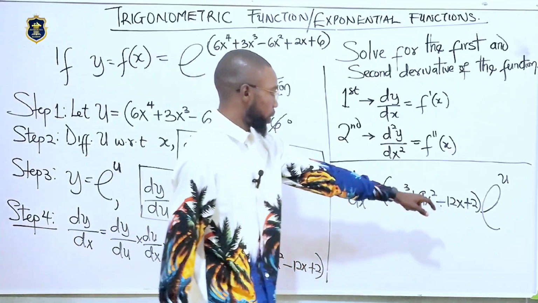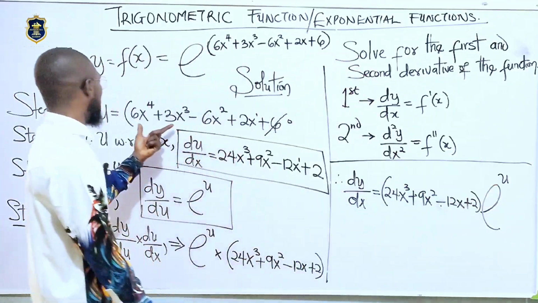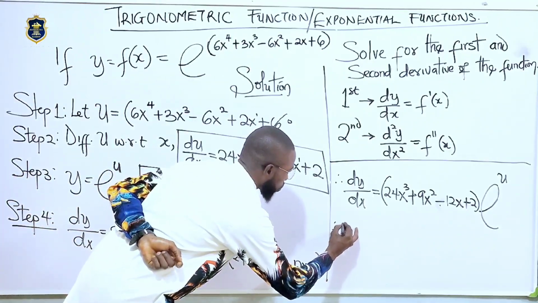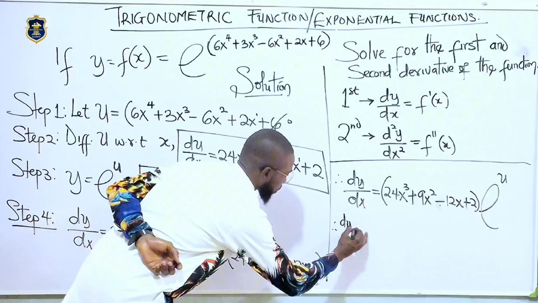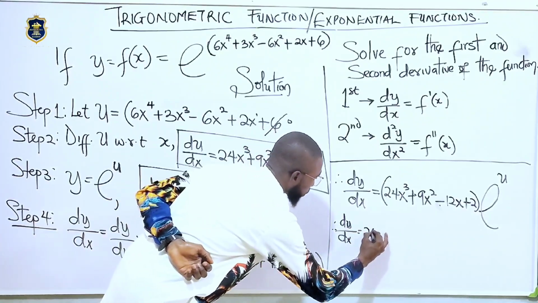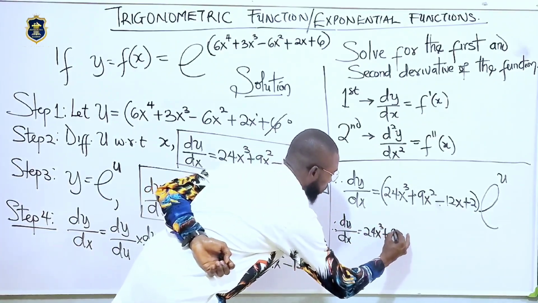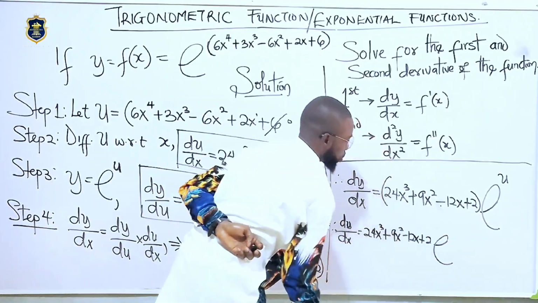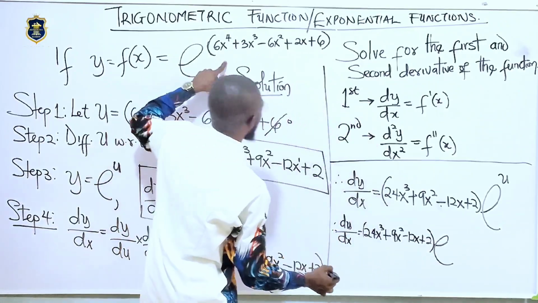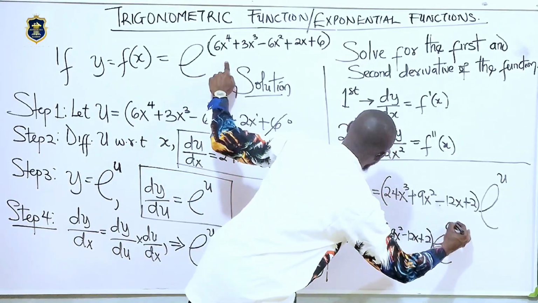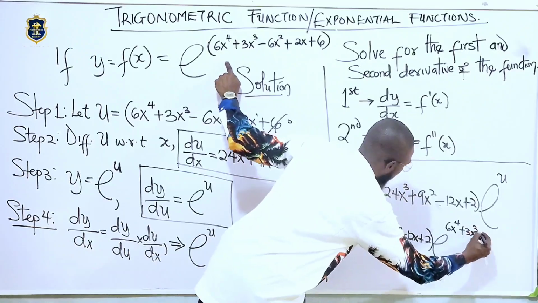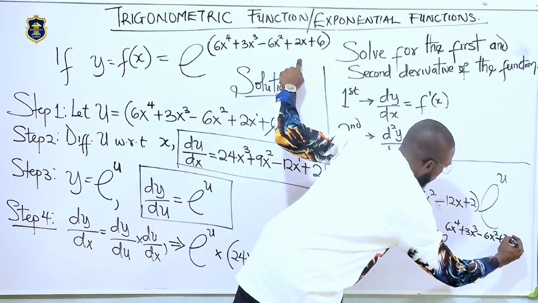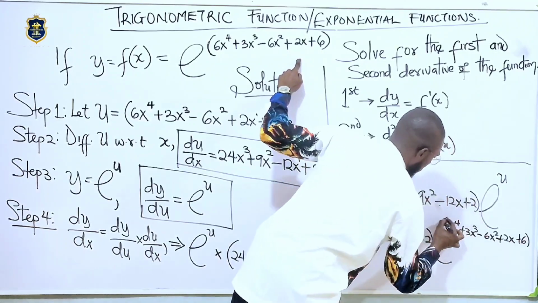But then we know what u is, all right? We know that u is basically everything, this value we have here. So let's just put everything in the box. Final answer, we're going to have our dy over dx as 24x cubed plus 9x squared minus 12x plus 2, times e raised to the power of everything here, which is 6x raised to the power 4 plus 3x raised to the power 3 minus 6x squared plus 2x plus 6. That's everything.